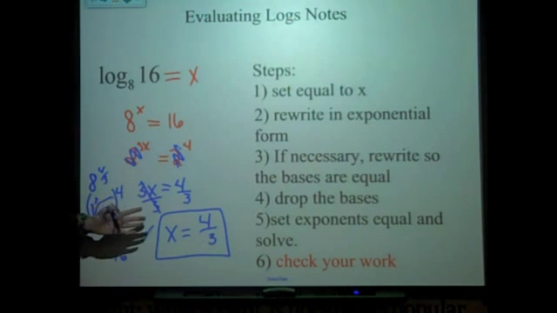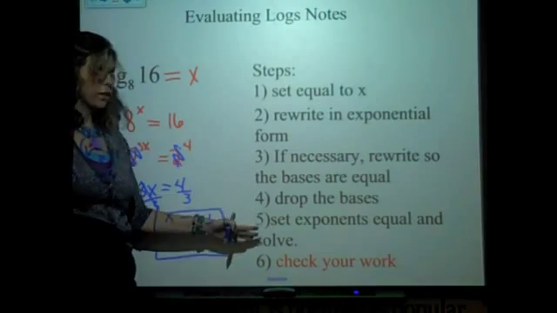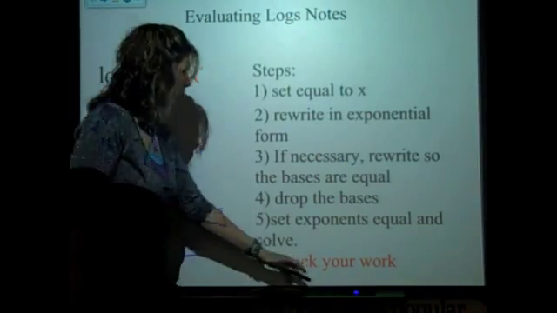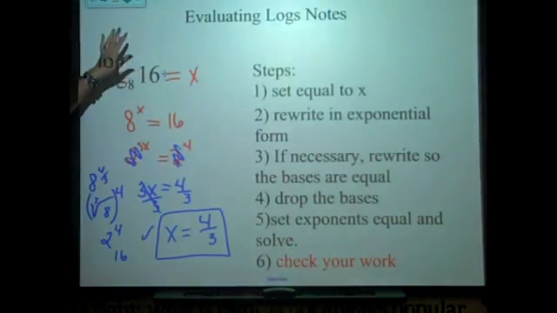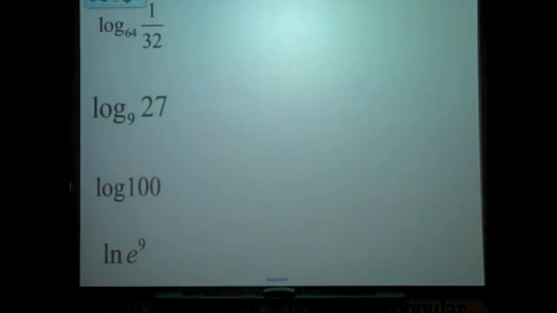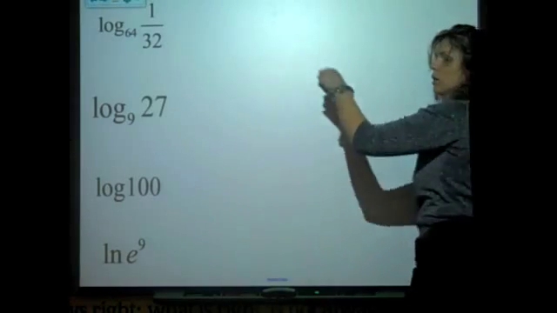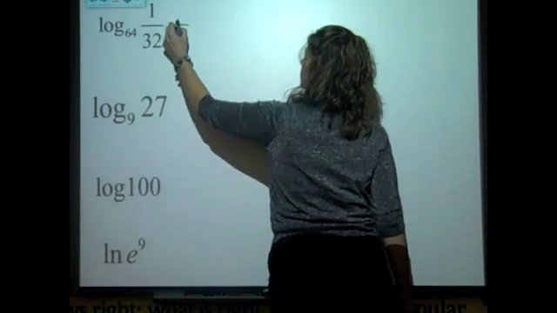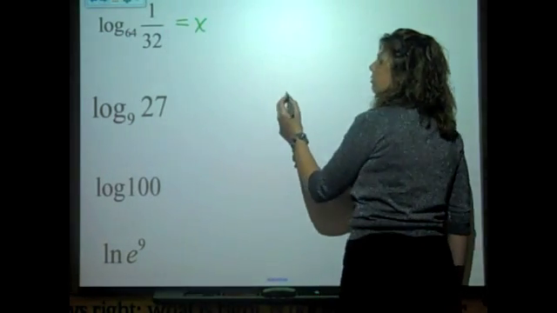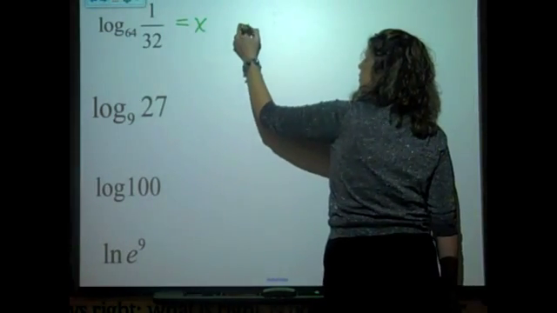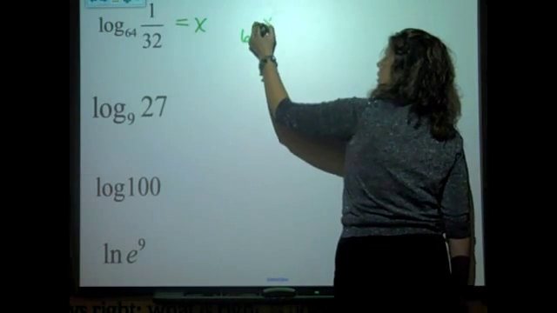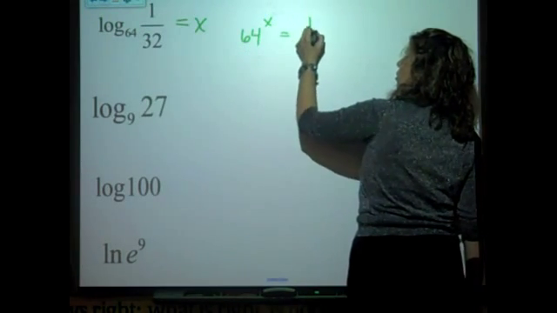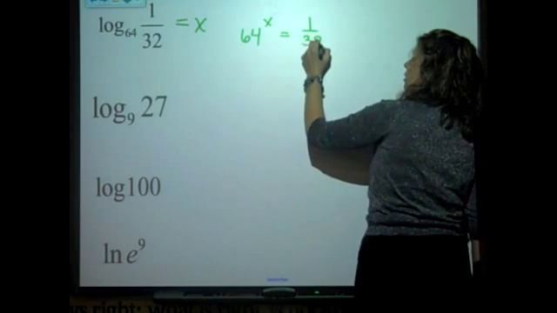Okay? Go ahead and pause the video if you need to, so that you can write these steps down. I'm going to go ahead and move on, and let's practice some other ones. Okay? So, again, our first step is to set it equal to x, and then rewrite it. So we have 64 to the x power equals 1 over 32.